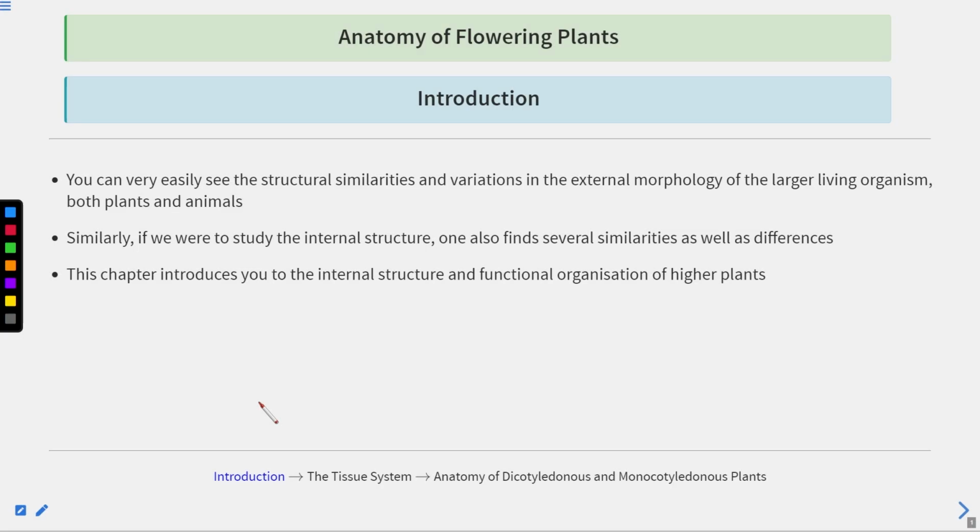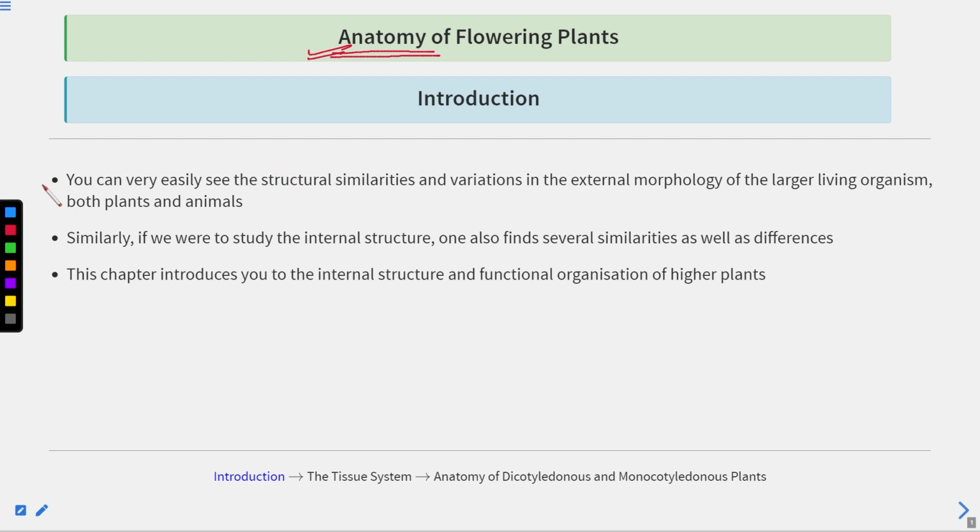Hello student, welcome to the new session of Anatomy of Flowering Plants. This is the first session for this chapter, and in this chapter we will study the anatomy, meaning the internal structure of the flowering plants. Okay, so let us start this session.